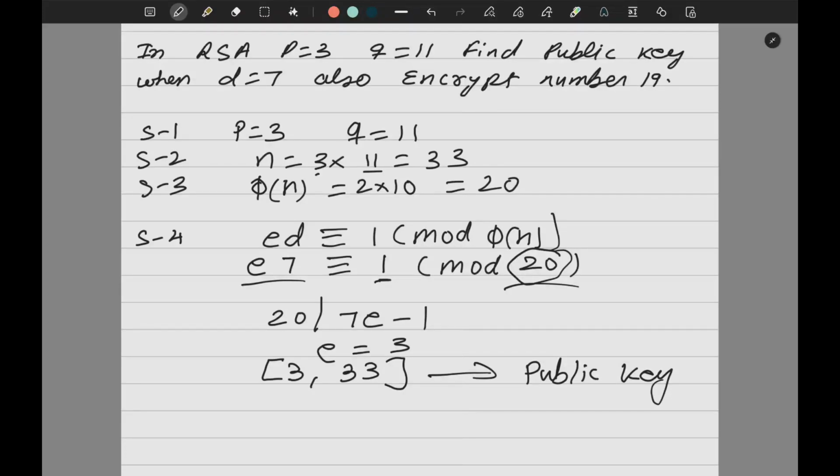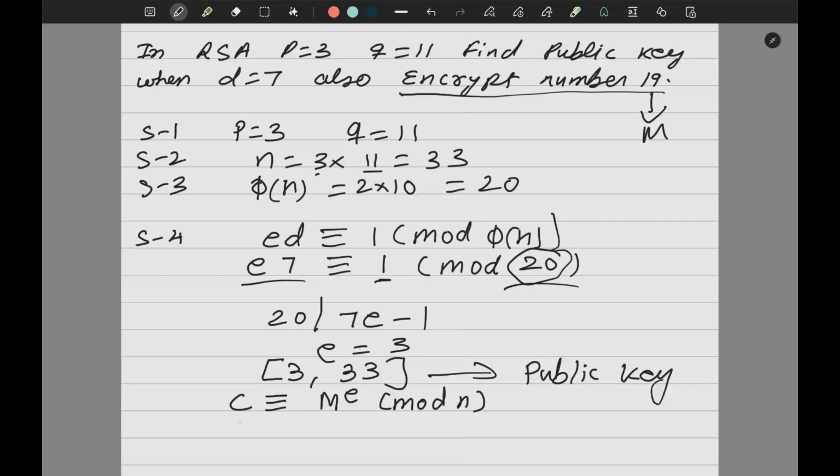Okay, now this question has a second part as well. The second part says encrypt 19. Right, so now how to do this? I should know the formula of encryption. What is the formula of encryption? I gave you the formula. For encryption, it is C congruent m to the power e mod n. And this number which is given to be encrypted is your m value.